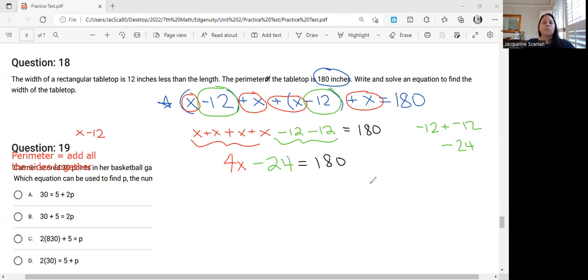Now I've got an equation that's much easier to solve. I'm going to follow my normal steps. I'm going to get rid of the constant first by using opposite operations. I will add 24 to both sides.